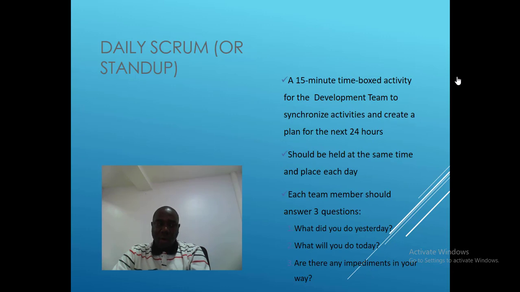You know, one advantage and one thing I like about Agile and Scrum is the fact that the flexibility is there. Planning is a continuous exercise. So during this 15 minutes meeting, you plan what you're going to do for the next 24 hours.